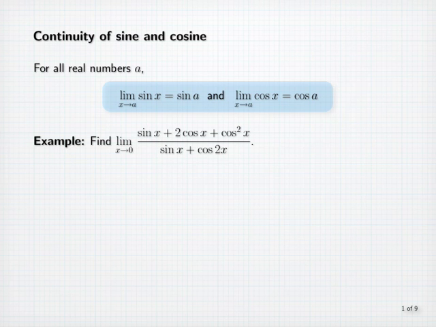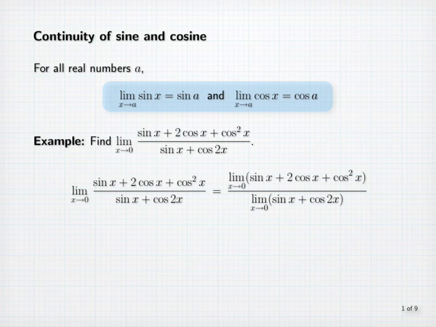Let's find the limit as x approaches 0 of (sine x plus 2 cosine x plus cosine squared x) divided by (sine x plus cosine 2x). First thing we should do here is look at the denominator and think about what its limit is as x approaches 0. As x approaches 0, sine x plus cosine 2x will simply approach sine of 0 plus cosine of 0, which is 0 plus 1 equals 1. So the denominator does not approach 0 here.